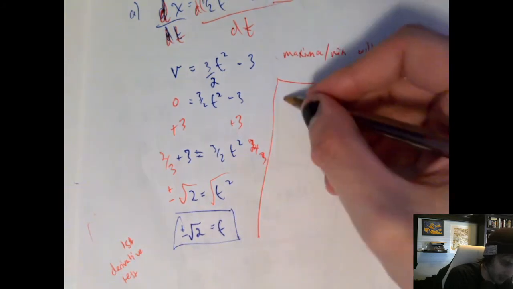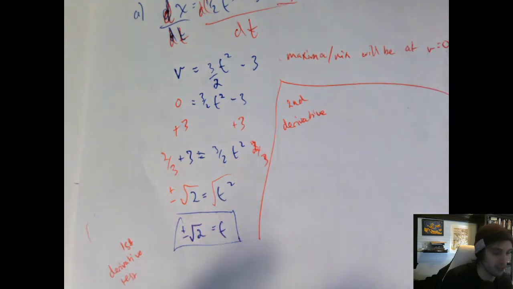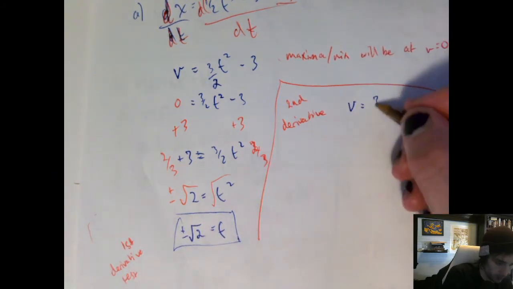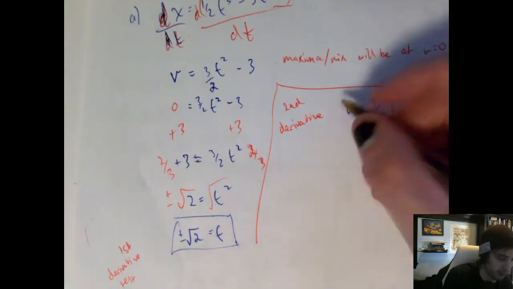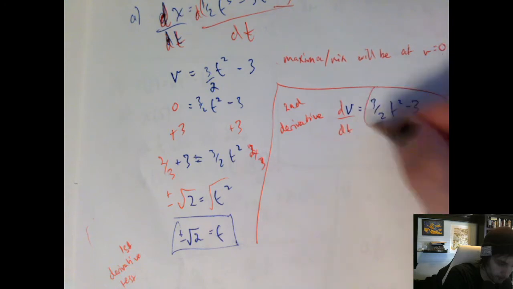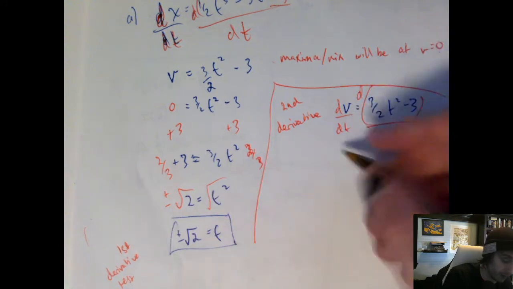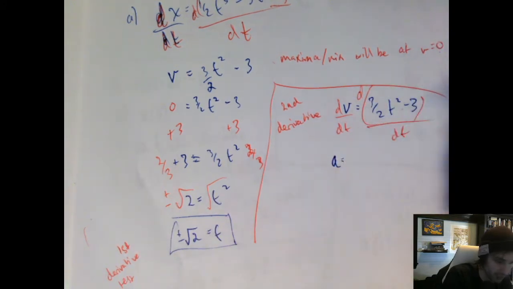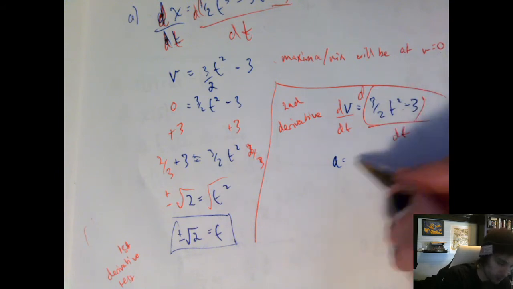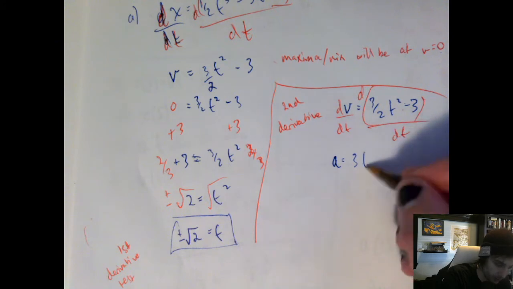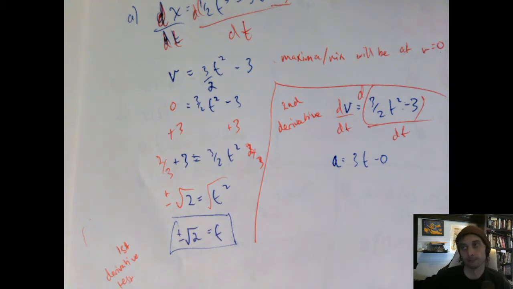And then for our second derivative test, we need to take our velocity function, which was 3/2 t squared minus 3, and take the derivative of that with respect to time. The derivative of velocity with respect to time is acceleration. If you want to write x double prime instead, that works too. Derivative of t squared is t times 2, so 3 times 2 over 2 is just 3t, minus nothing. Gets rid of our constant when we take the derivative.